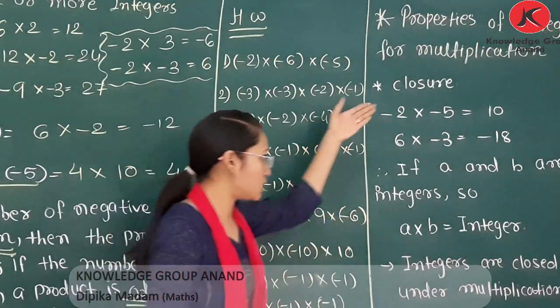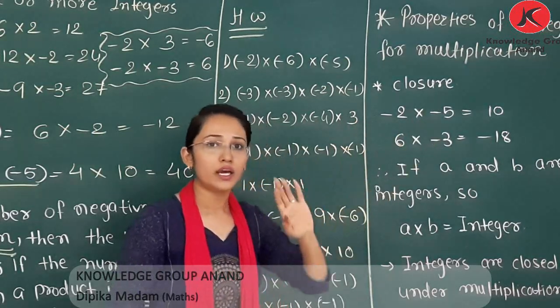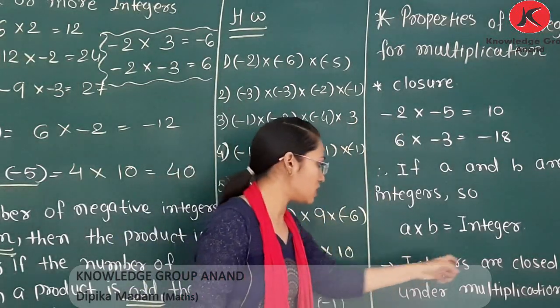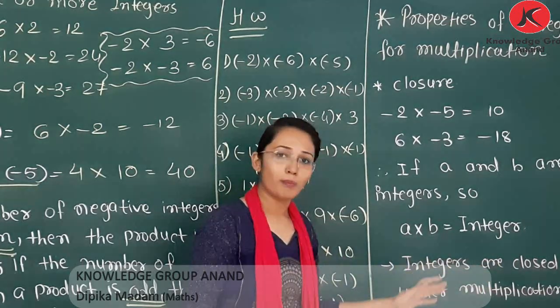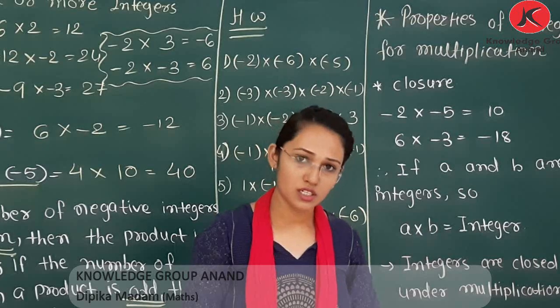Why? You can see from these two examples. If you multiply two integers, the answer is an integer. That's why integers are closed under multiplication. Means if you multiply two integers, you get an integer.